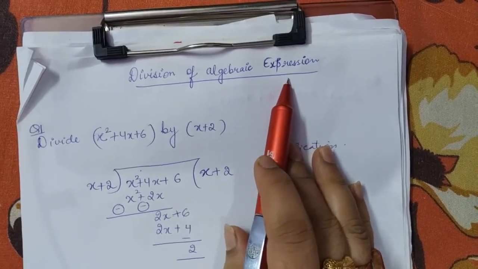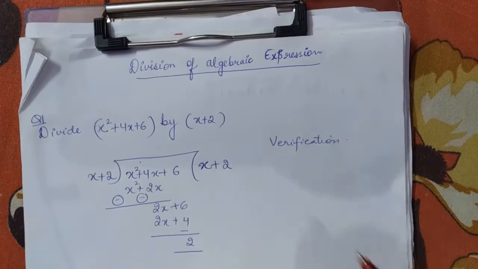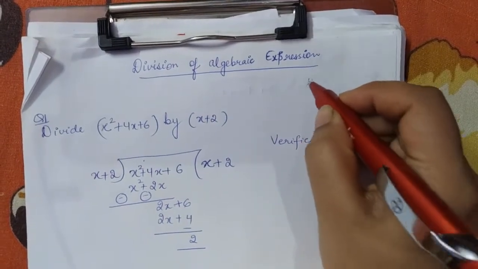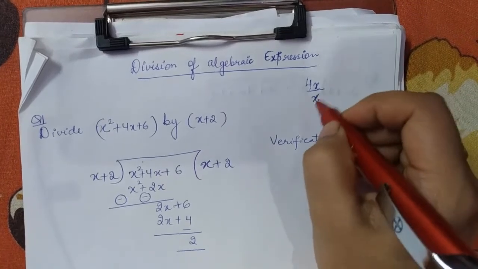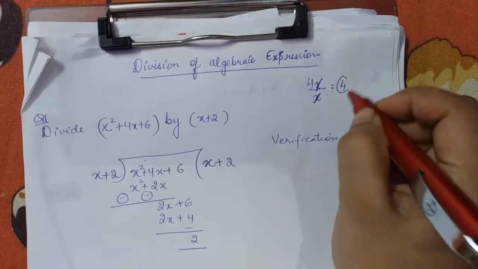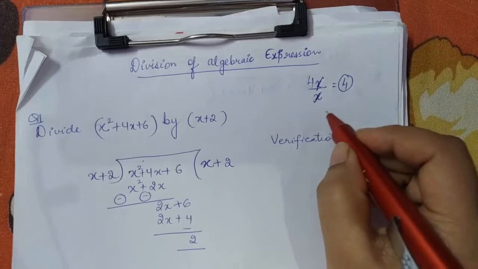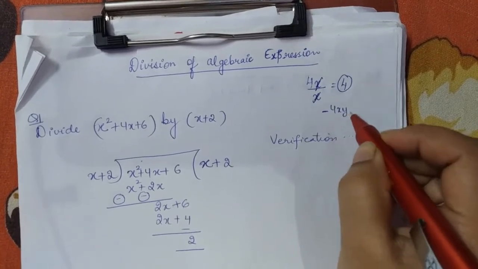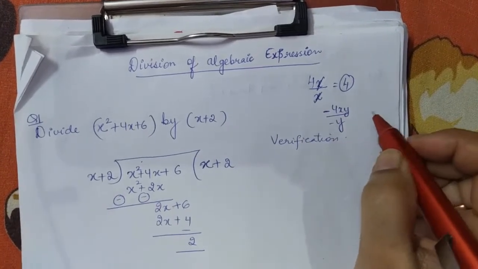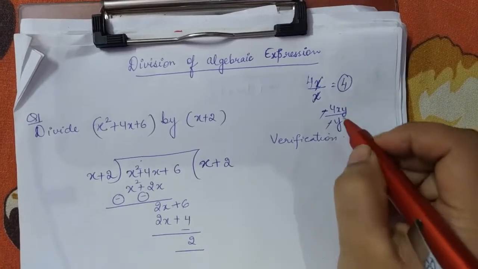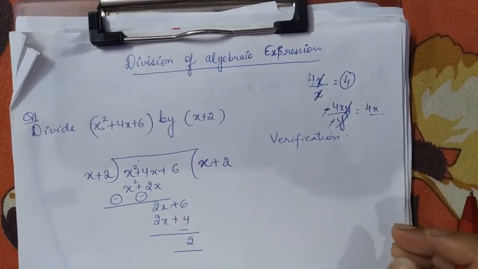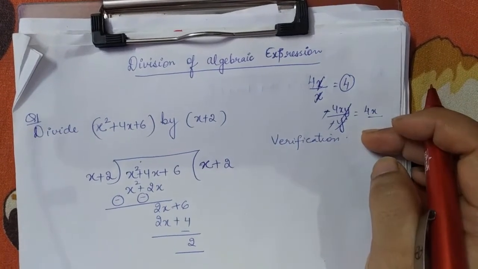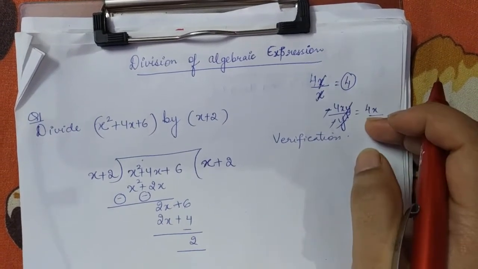The division of simple terms we have already discussed. Like if suppose it's a simple question of 4x divided by x, then x and x will get cancelled, the answer will be 4. Or if it is minus 4xy divided by minus y, then minus and minus will get cancelled, y and y will get cancelled, and 4x will be the answer. So these types of division questions we already know, and they're easy to solve also.